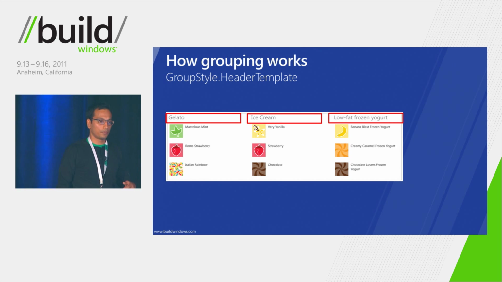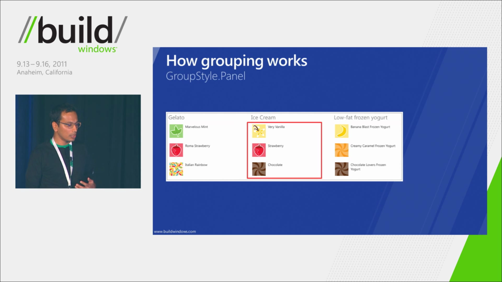Once you have these two figured out, the next step is to figure out how you want to lay out items within a group. In this example, in my group ice cream, I have 3 items. How do I want to lay them out? In this case, they're vertically stacked, and that is governed by a property called panel on group style. You can use any panel in here and control the layout.